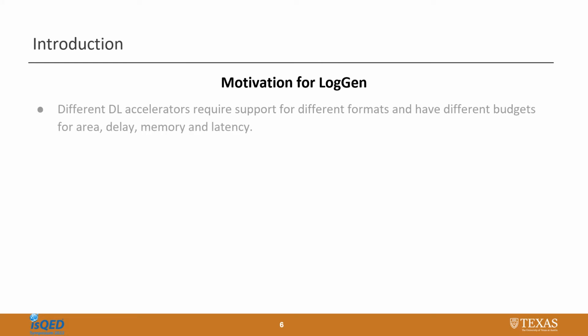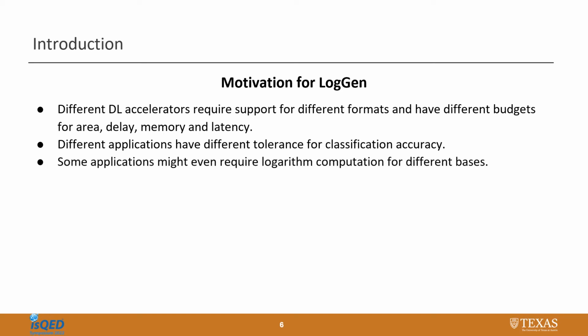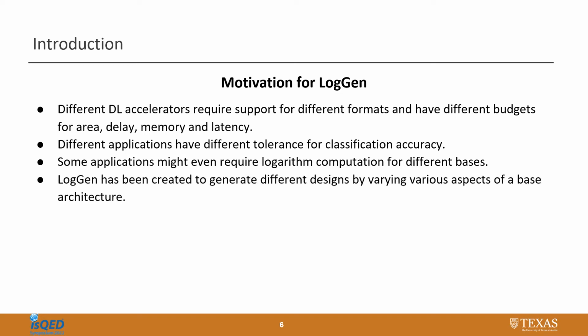Different accelerators require support for different formats and have different budgets for area, delay, memory, and latency. Also, different applications have different tolerance for classification accuracy. We have seen that some applications might even require logarithm computation for different bases. A one-size-fits-all design cannot satisfy all the requirements in such a diverse application space. Thus, we created LogGen to enable quick generation of log units based on the user requirements.